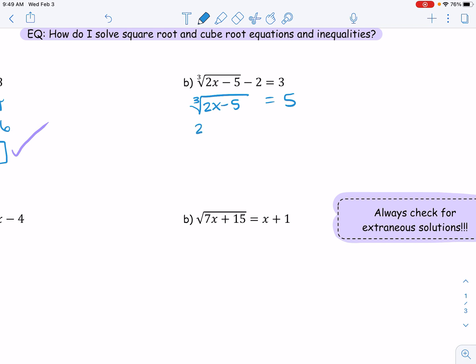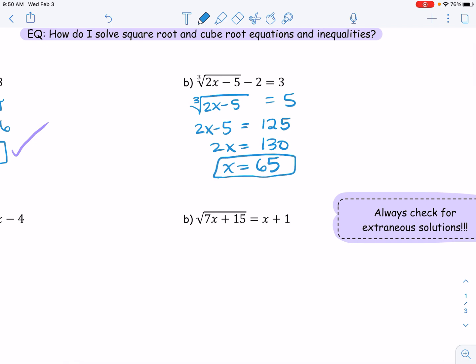When I cube the left, I'm just left with 2x minus 5. 5 cubed, or 5 to the third power, is 125. And now I'm just solving for x. Add that 5 and divide by 2, and so I get x to be 65. I want to make sure that that is an answer, not extraneous.